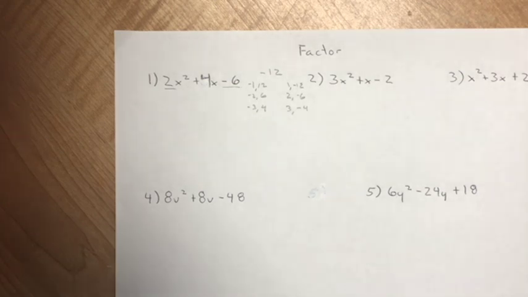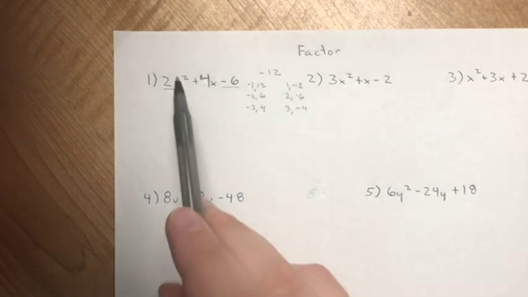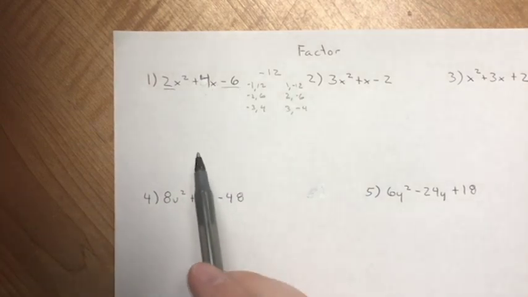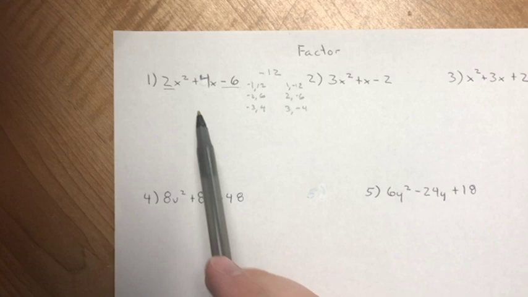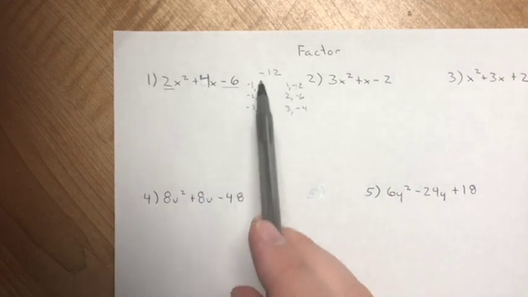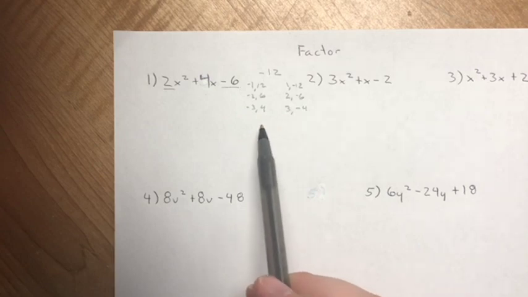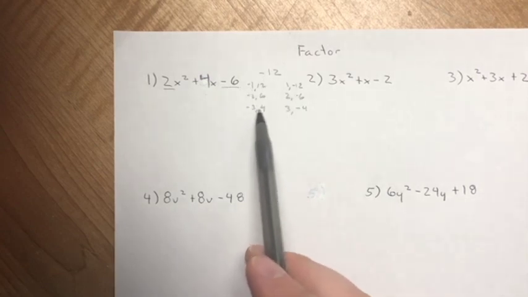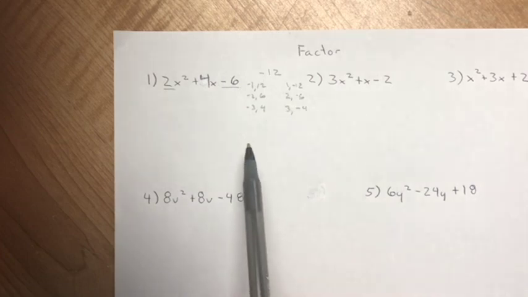So originally, going back to what we were talking about, this would be 2x squared plus 4x minus 6. Our first step was to multiply A and C to get -12. Then we were to find all the possible factors, which we did. So -1 and 12, 2 and -6, -3 and 4, and then its opposites.